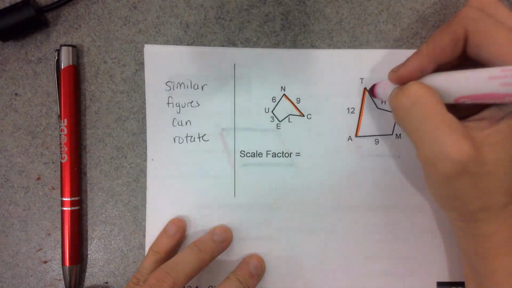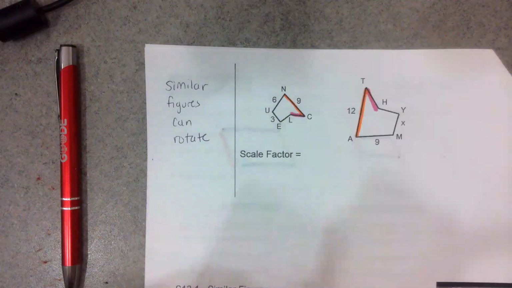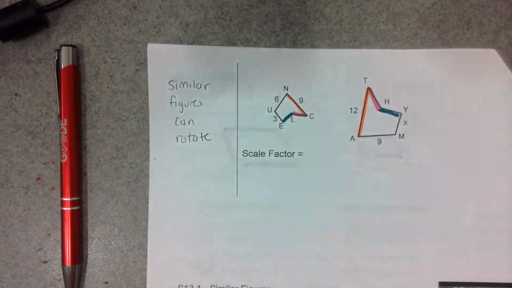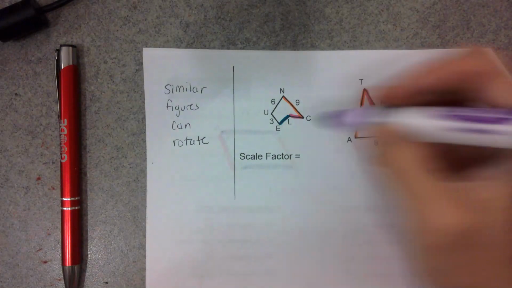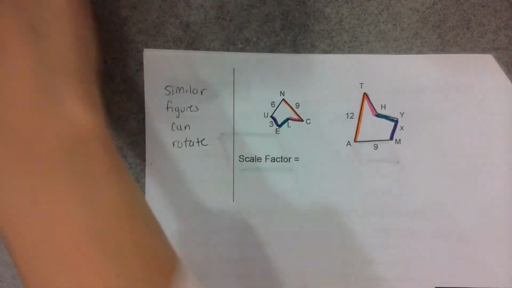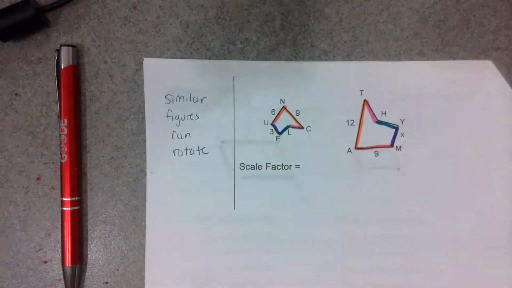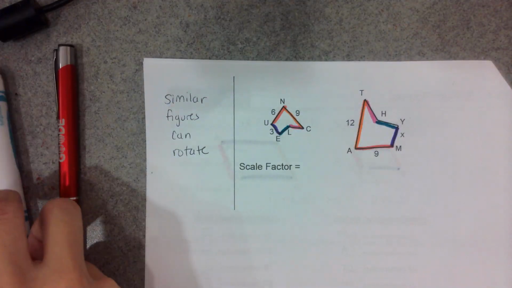Then let's just go clockwise. So we have that tip right there. We have the next flat part. We're going down to this side. And then finally, we have that side. Okay? So let's look and see what we have.